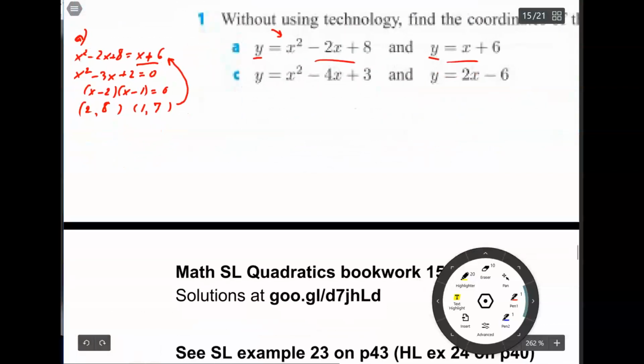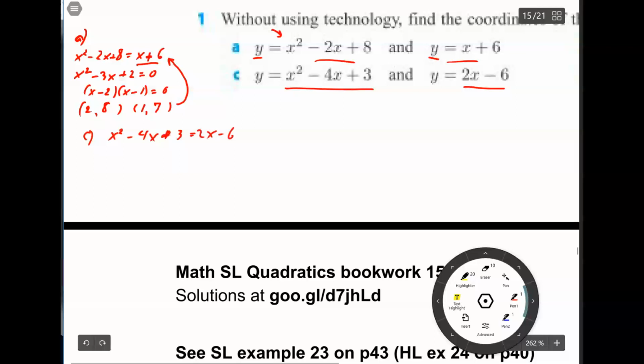Now we're going to do C. So now we have x squared minus 4x plus 3 equals 2x minus 6, right? So x squared minus 4x plus 3 equals 2x minus 6.